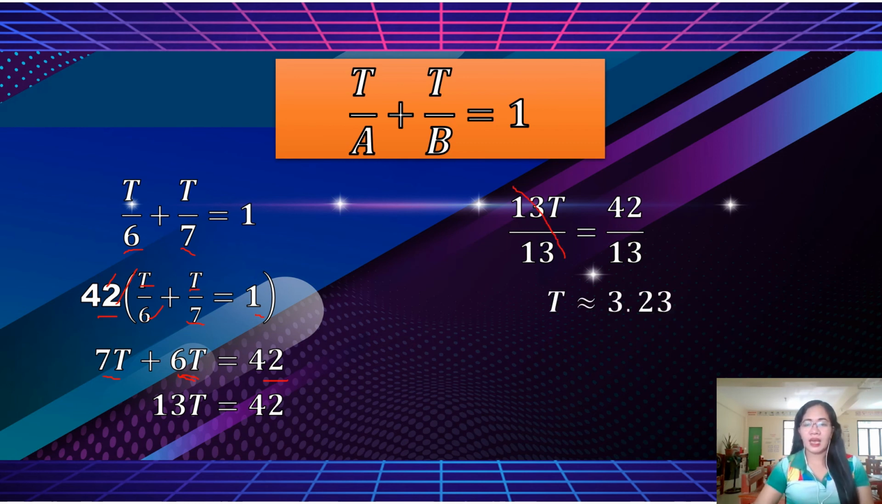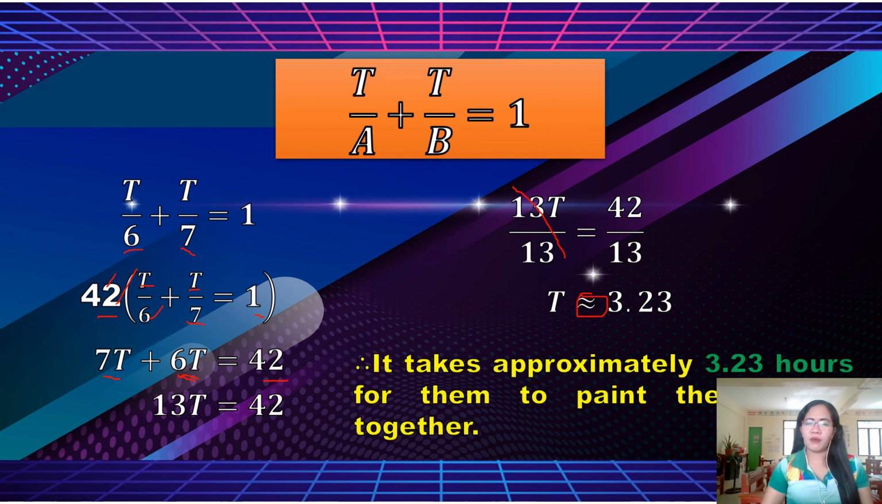And what remains is approximately equal. This is read as approximately equal to 3.23. Therefore, it takes approximately 3.23 hours for them to paint the kitchen together. So, if they work together, it takes a little over three hours to finish. So, it is better to work together than to work alone.